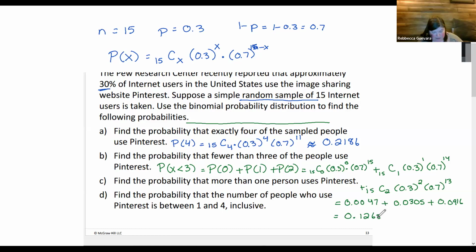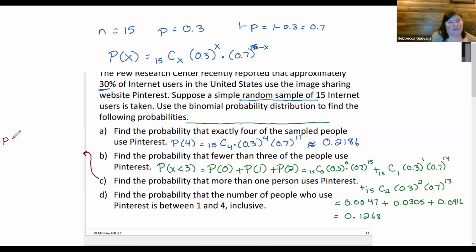Okay. I just double check my numbers here very quickly. Yes. All right, so that's my B there. For C, we will find the probability that more than 1 person uses Pinterest. So this one we could be tricky about. This is where we like to use complements. The probability that more than 1 person uses Pinterest.